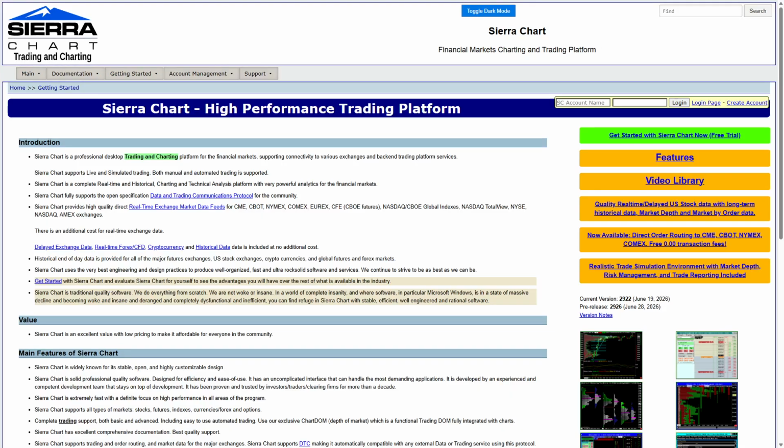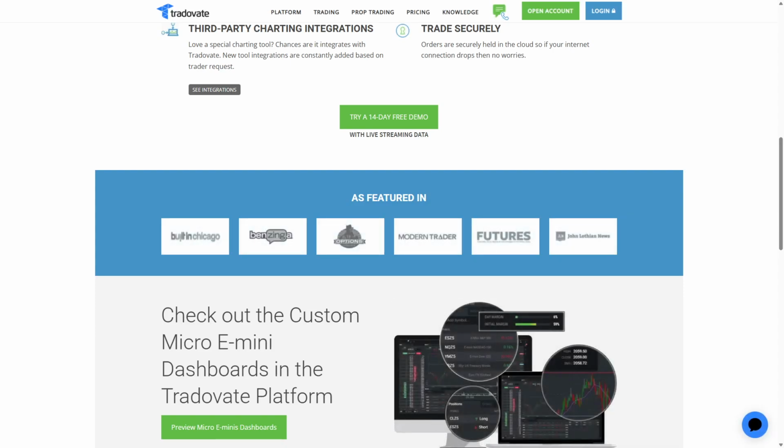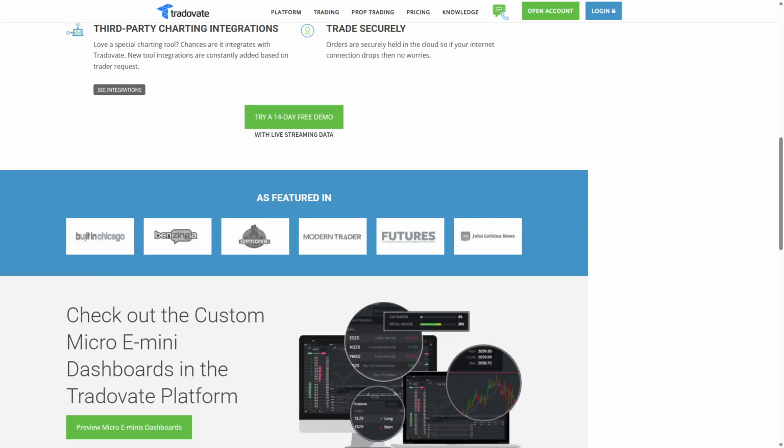Choose Sierra Chart if you require comprehensive charting, advanced customization, and professional-grade trading tools for in-depth market analysis. Opt for Tradovate if you want a cloud-based platform with easy access, competitive pricing, and a user-friendly interface. It's perfect for traders seeking mobility and simplicity without sacrificing essential trading features. Both platforms serve distinct needs, so pick what fits your style best.